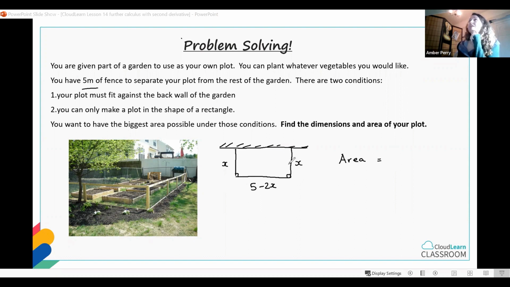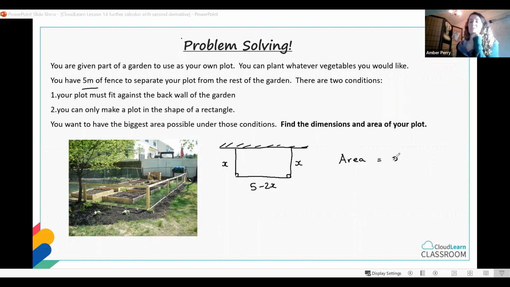What would the area of my garden be? How would I find the area of that rectangle? Pop it in the chat if you can. It's going to be an expression in terms of x for the area of the rectangle. Remember, the area of a rectangle is length times width.